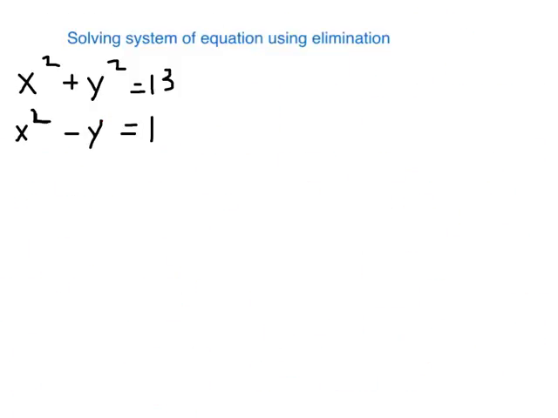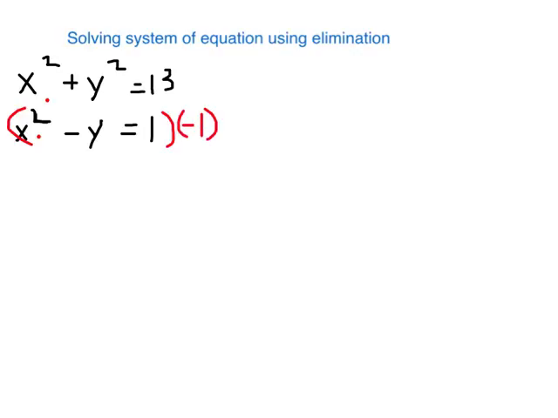Let's look at how we would solve a system of equations using elimination. So here I have x squared plus y squared equals 13 and x squared minus y equals 1. You cannot eliminate the terms if they are not the same type of term. So for example, I can't eliminate y squared and y, but you can eliminate the x squareds because they are the same. So what we want to do here is let's multiply this through by negative 1.